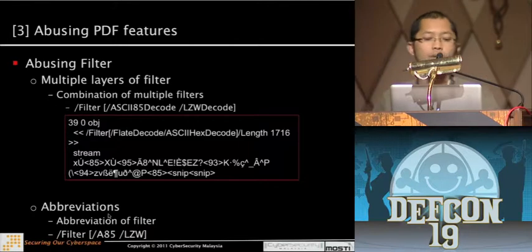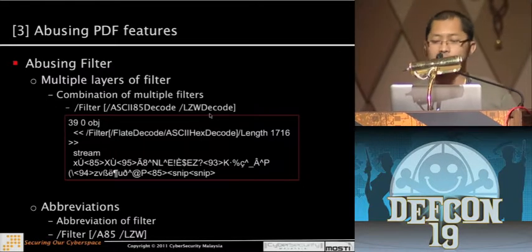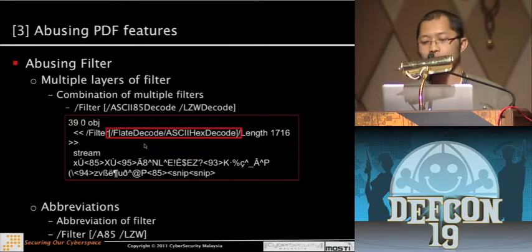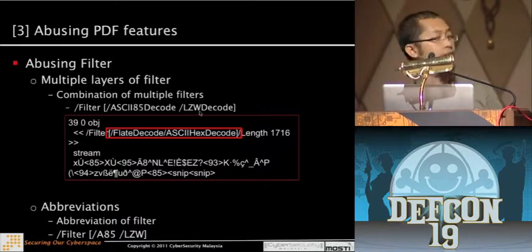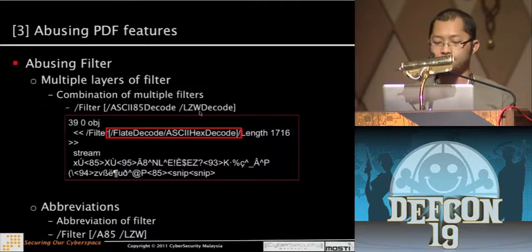You can also abuse the filter by implementing multiple layers of filters. For example, combining ASCII85Decode with LZWDecode. There is no limit to how you can play around with it, so you can add multiple filters. For example, this one implements FlateDecode and then ASCIIHexDecode later on. You can also use abbreviations, like A85 belongs to ASCII85Decode, and LZW belongs to LZWDecode. If you don't handle this kind of abbreviation in your parser, it will be difficult to decompress all these filters.